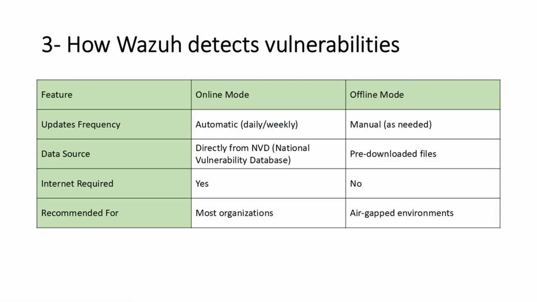But how does Wazuh keep its database updated? By default, Wazuh fetches the latest vulnerability from the internet automatically. However, for organizations without internet access, there's offline mode, where updates must be downloaded manually and transferred to Wazuh. This flexibility ensures that Wazuh can operate in different environments while keeping system secure.